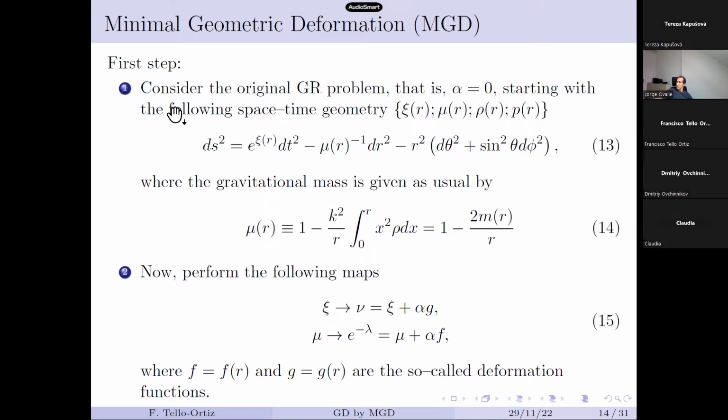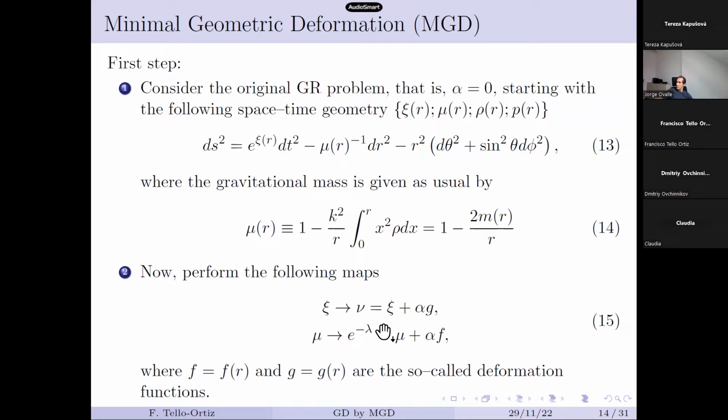The first step is to consider the original problem. I mean, alpha equals 0. It means there is not an extra source. Okay, theta mu nu is not there, and we are trying to solve the GR problem. I mean, we have a spherically symmetric and a static line element subject to a perfect fluid matter distribution. Okay. This is the usual definition, and here you have the usual gravitational mass definition.